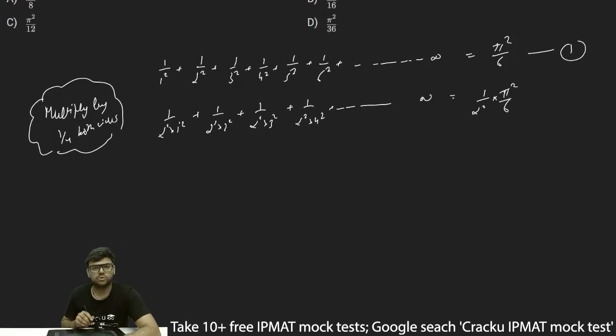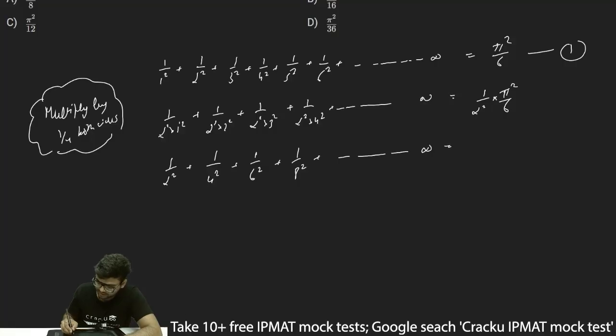Now 1/(2²·1²) can be written as 1/2². 1/(2²·2²) can be written as 1/4². 1/(2²·3²) can be written as 1/6², and 1/(2²·4²) can be written as 1/8², up till infinity, which is basically π²/6 into 1/4. This is equal to π²/24.